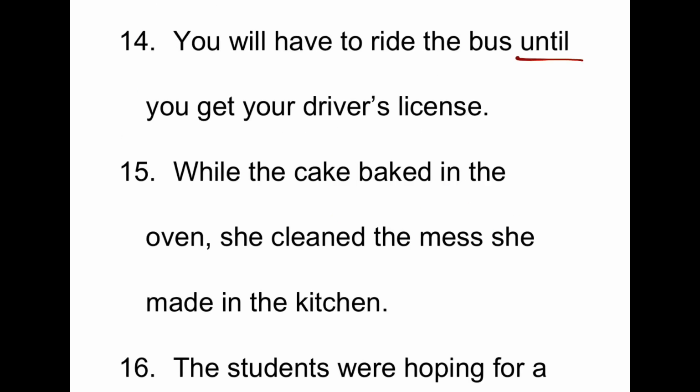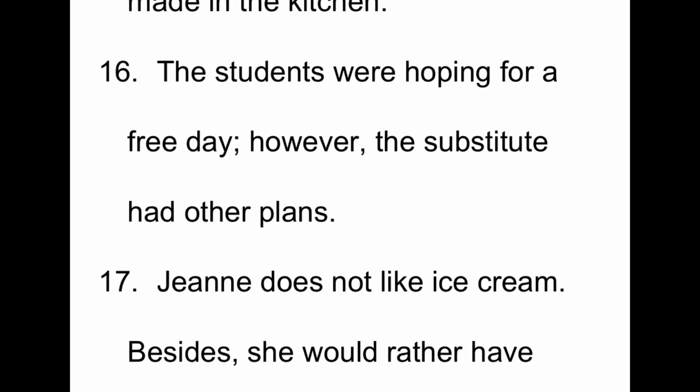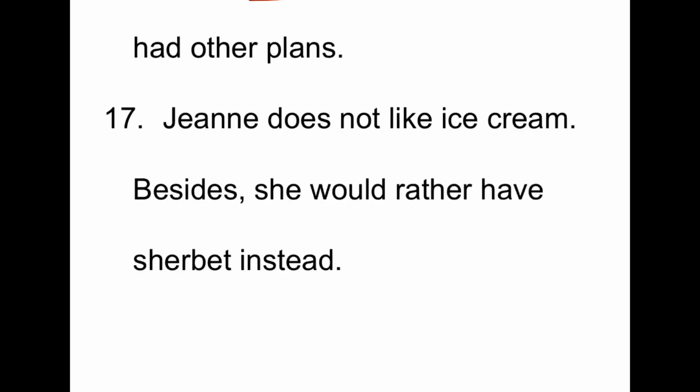For 14, until is a subordinating conjunction. Notice no comma since the dependent clause came second. 15, while is subordinating. 16, however, is a conjunctive adverb. 17, besides is a conjunctive adverb. Notice the fact that we used a period to make this a new sentence.